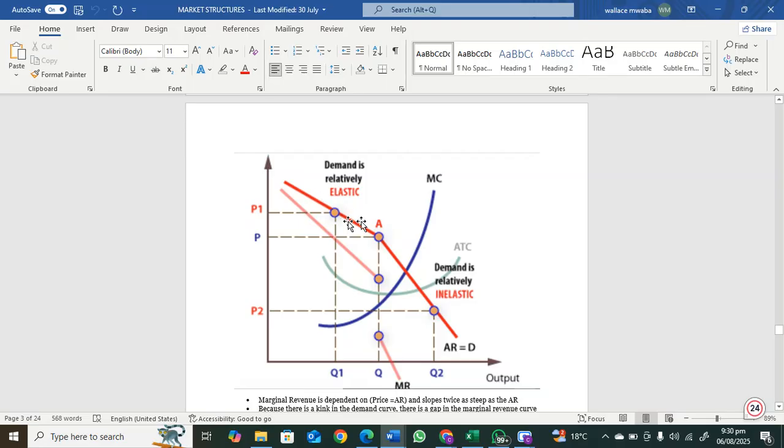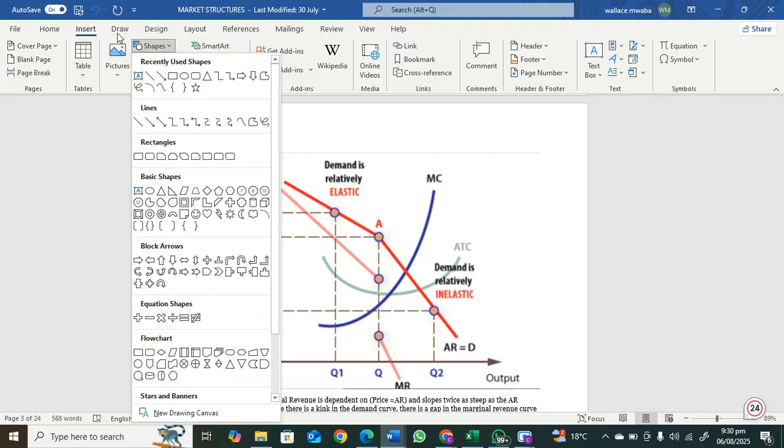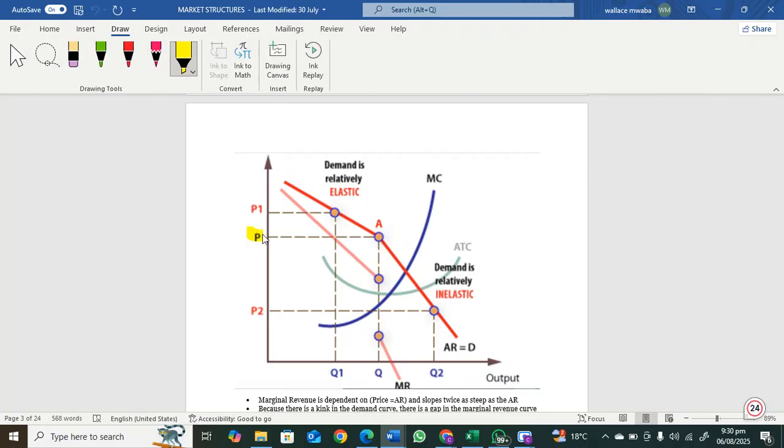So this kinked demand curve, as you can see, let's say P on this diagram here, this is the price that is being charged. You might say it's 50 kwacha. So theoretically, in this illustration, let's say all firms are charging 50 kwacha for their product. Let's say there are three firms in this market, and each of them is charging 50 kwacha for the product.